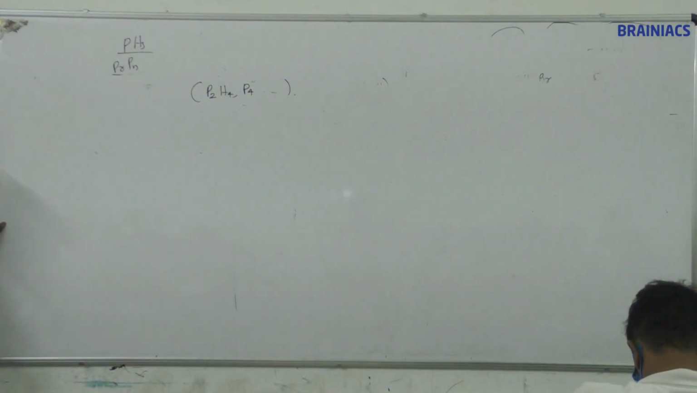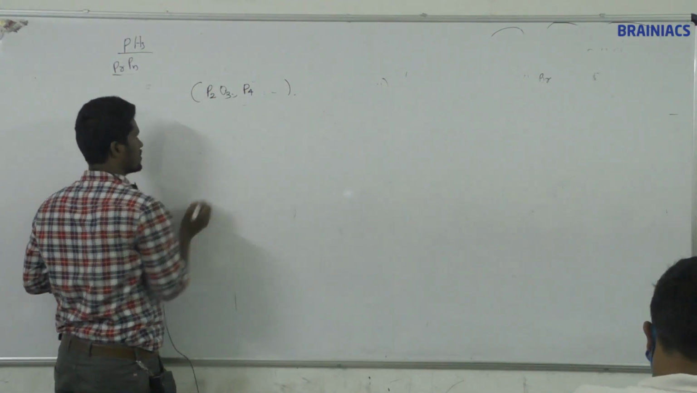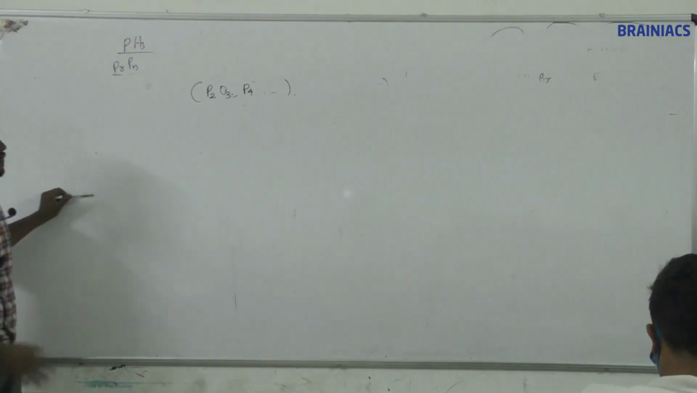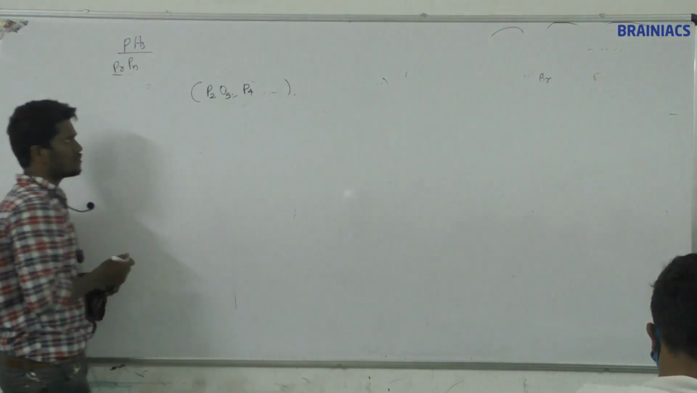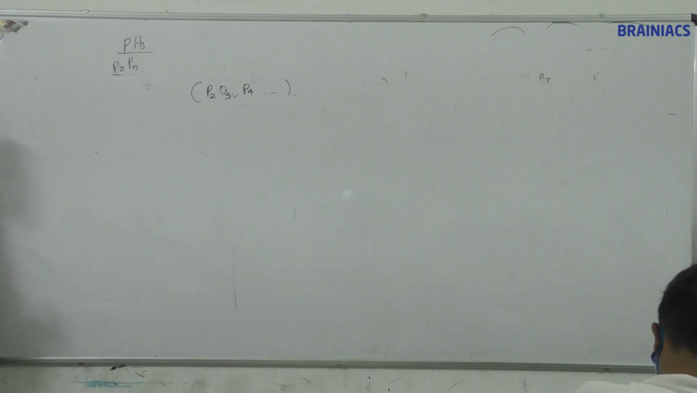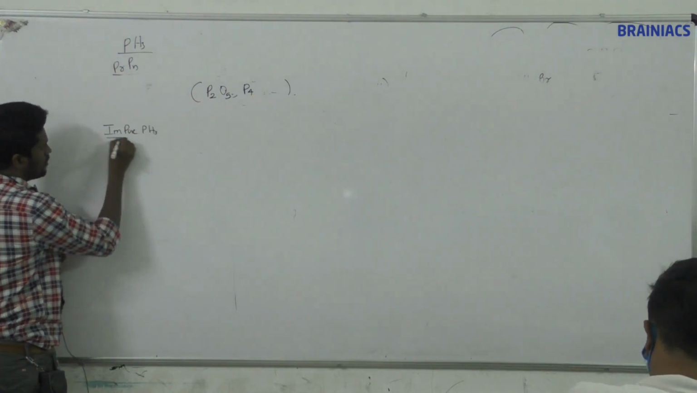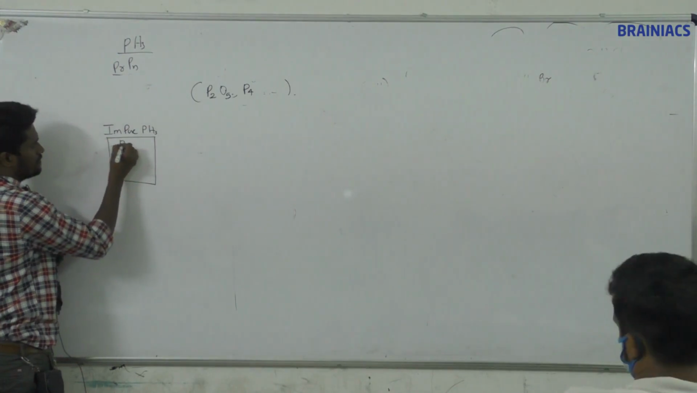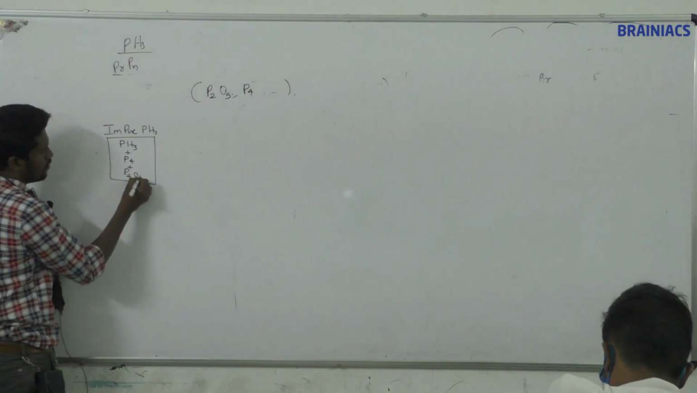But impure phosphine is inflammable due to the presence of P2H4, P4, P2O3, P2O5, etc. So impure phosphine, impure PH3, contains what? PH3 plus P4 plus P2O5.